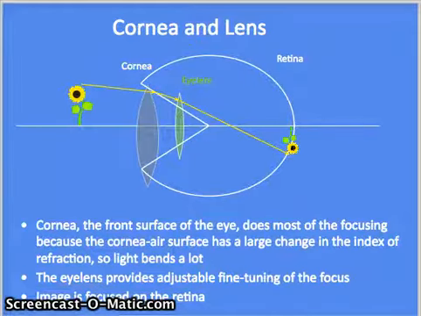The cornea, the front surface of the eye, does most of the focusing because the cornea air surface has a large change in the index of refraction, so the light bends a lot. The eye lens provides adjustable fine-tuning on the focus, and the image is focused on the retina. And notice it is focused upside down.